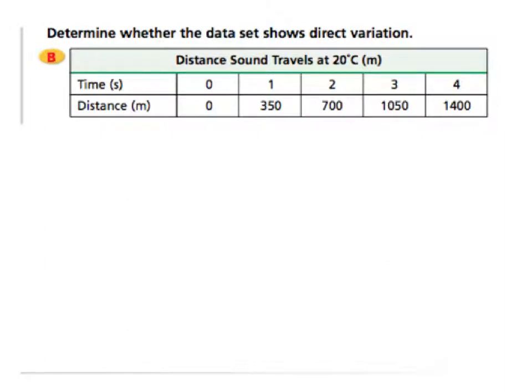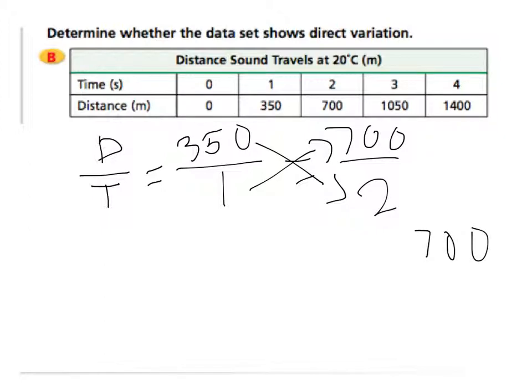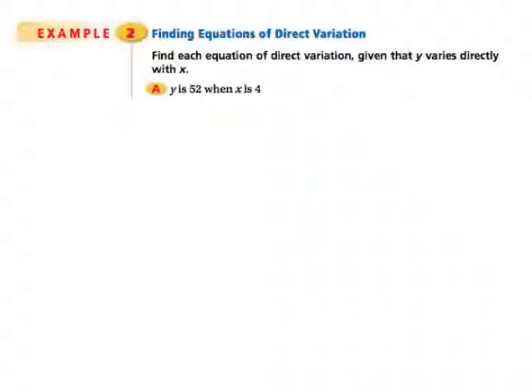Let's look at a second set of data and check. I'm going to make it distance over time. So 350 over 1, is that equal to 700 over 2? We're going to cross multiply. 350 times 2 is 700. 1 times 700 is 700. These are equal, so this is directly varied. That means it goes up by the same number. And if we check here, we see it goes up by 350, it goes up by 350, it goes up by 350. So there is direct variation.